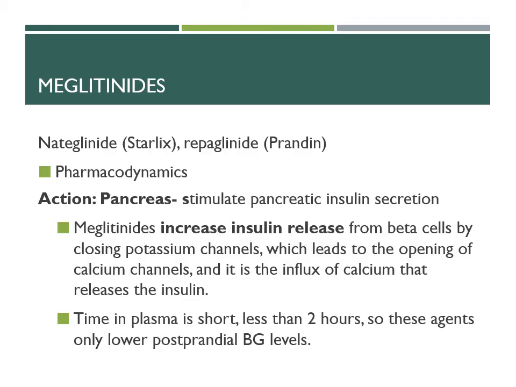Next group of drugs is meglitinides, and Starlix and Prandin are two of those, and they stimulate pancreatic insulin secretion. These are not used that much. They're not really even listed on the ADA recommendations, and this is why I have them towards the end of this presentation. They increase insulin release from beta cells by closing potassium channels.